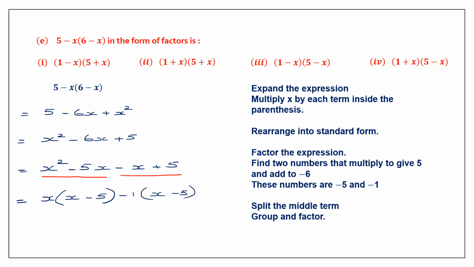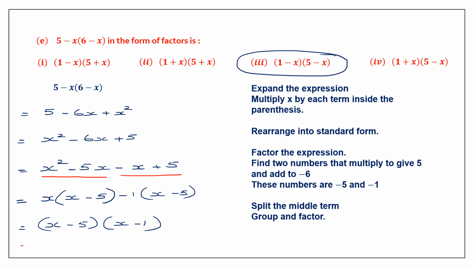Now how did we get this minus 1? Because minus 1 into x is minus x. Minus 1 into minus 5 is plus 5. So now we can group it. Now we can write the factors x minus 5 and x minus 1. From the options that are given to us, we can only choose 1 minus x into 5 minus x. This is the option. That is x minus 5 into x minus 1. These are the two factors.